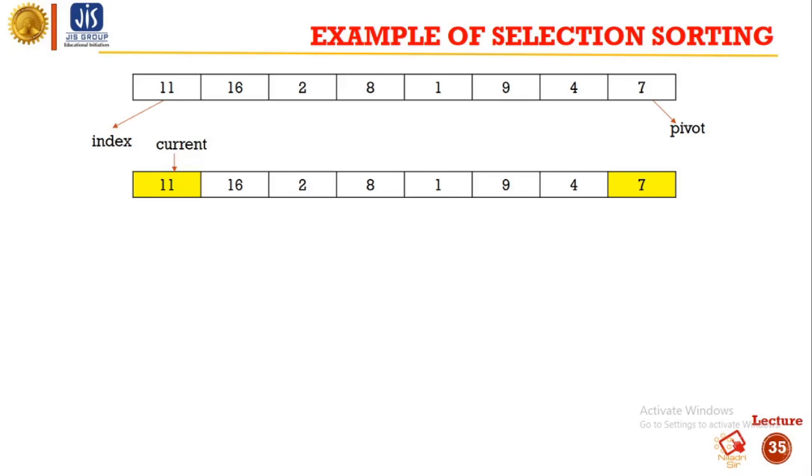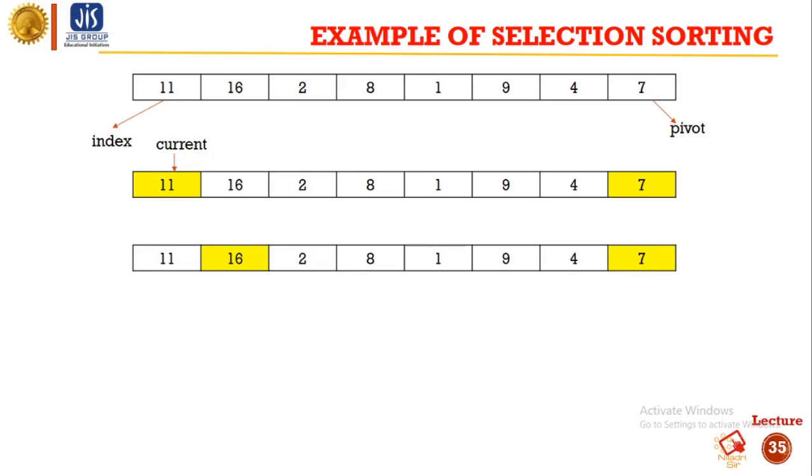We compare the elements of the current position and the pivot position. Current position is 11 and pivot position is 7. So we have checked: current is greater than pivot, so there will be no exchange. Now the current position is at 16, and 16 is also greater than the pivot element, so there is no exchange.